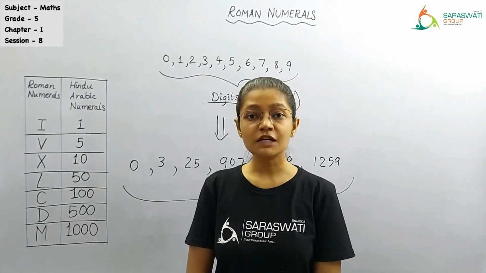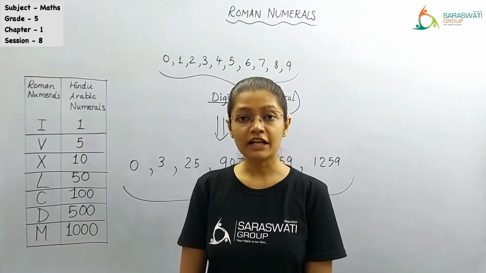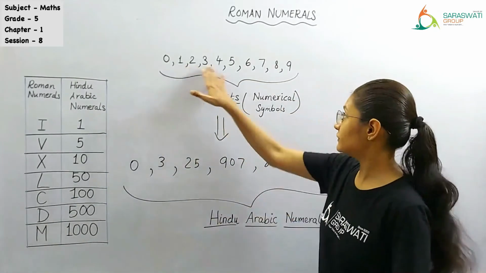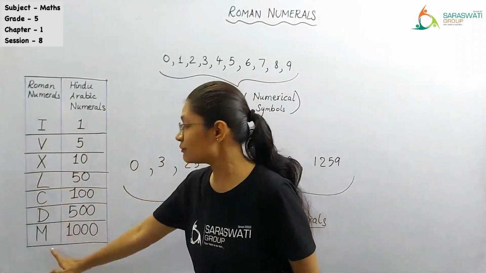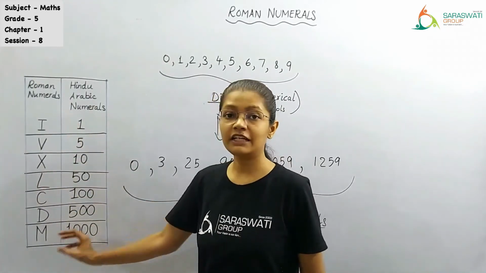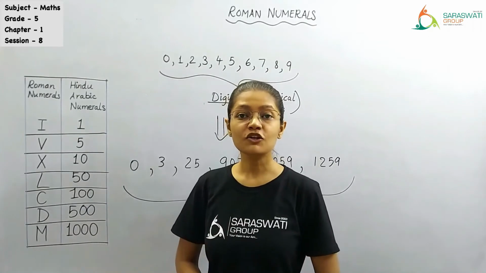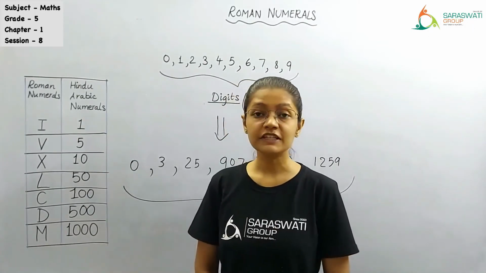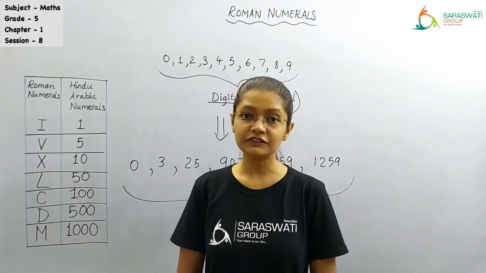And students, when we have to write numbers using the Roman numeral system, then we will not use the digits from this set, but we will use these letter symbols, these 7 letter symbols only. Using these, using their combinations, we will write the Roman numerals. So now students, let us have a look at the rules for writing Roman numerals.